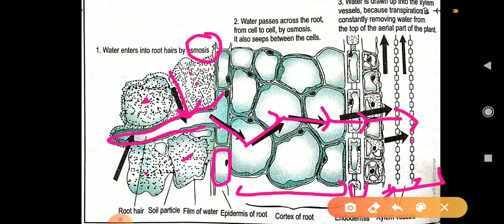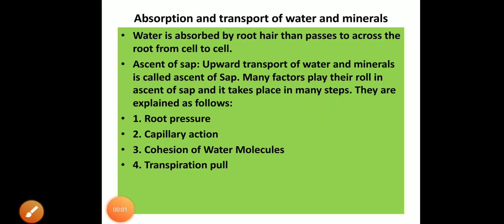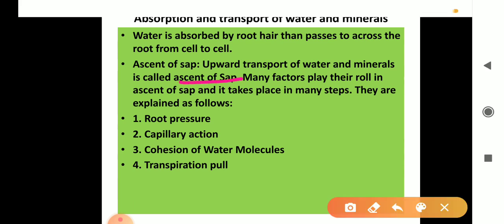a suction or pull is created, due to which this water moves upward to the aerial parts of the plant. Then upward transport of water and minerals is called ascent of sap. It is called ascent of sap because minerals plus water, this mixture, is called sap. So upward transport is called ascent of sap.